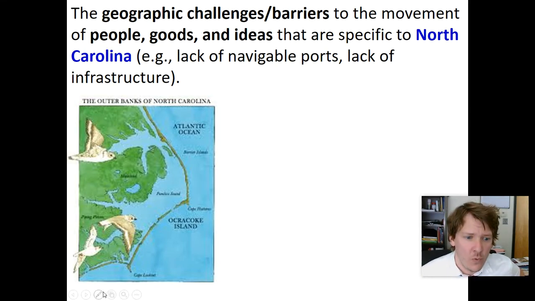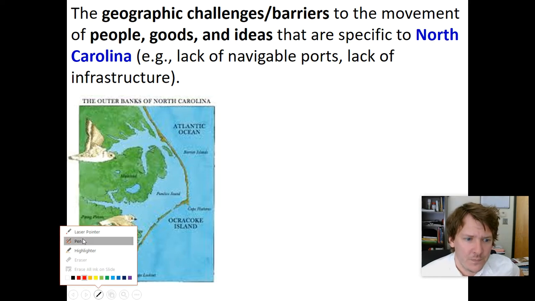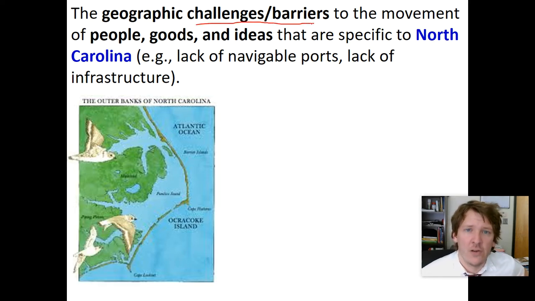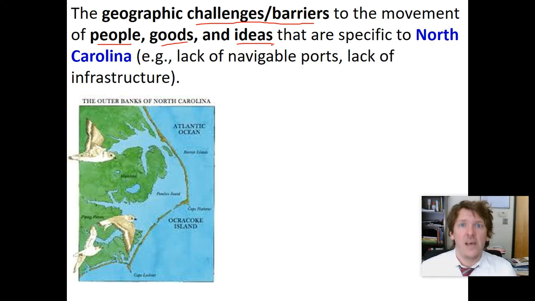And this comes to the key point when we're talking about challenges or barriers. What those barriers do is they can prevent people, goods, and ideas from being spread into certain areas. They can isolate certain areas, and when you isolate a certain area, it develops differently. If you build a wall around a certain area physically, the people inside are going to develop differently than the people outside of that area. And that's what happens with North Carolina. Its history is completely affected by this outer barrier.